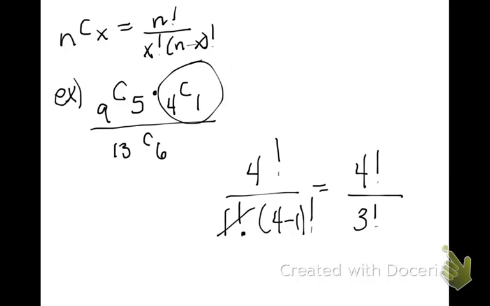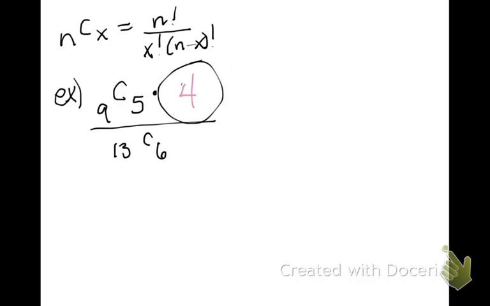If you think about the definition of 4 factorial, it means 4 times 3 times 2 times 1. And the definition of 3 factorial means 3 times 2 times 1. So what we can see is the 3, 2, 1 in the numerator and denominator cancel, which means 4 choose 1 is simply the number 4.